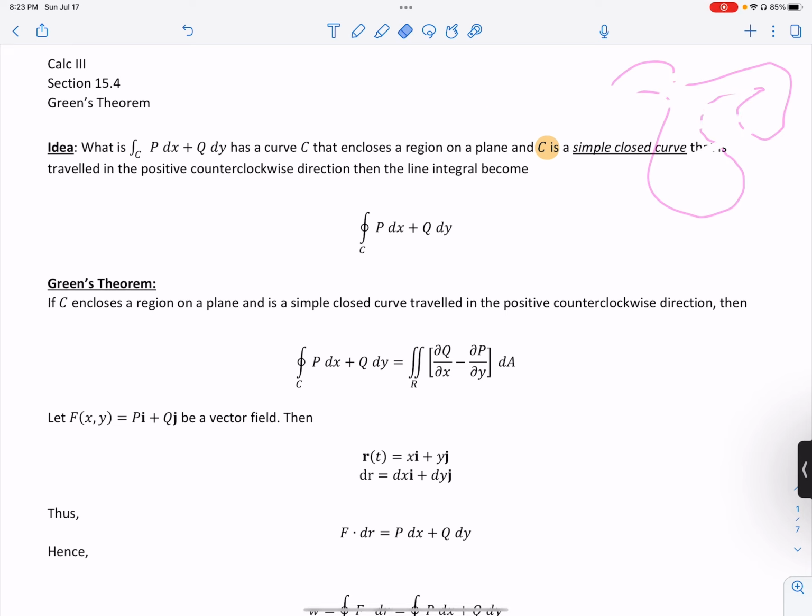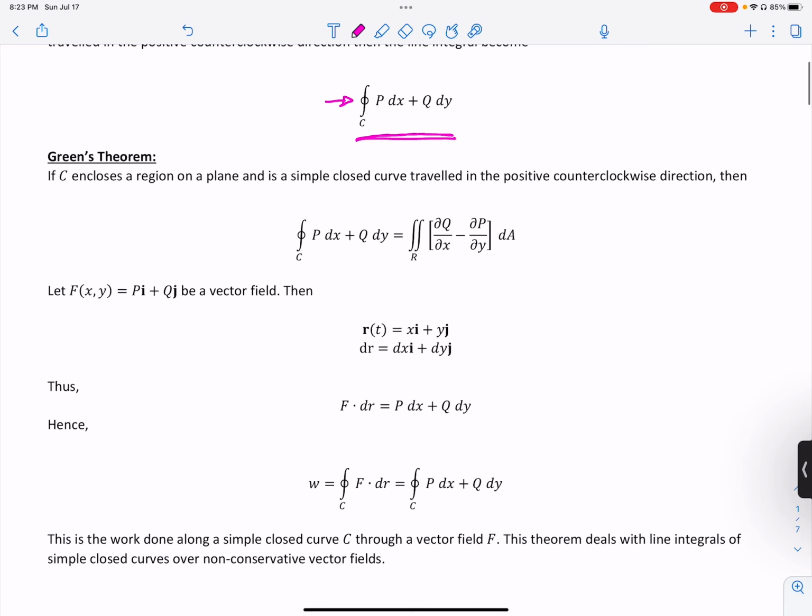If that's the case, and it looks like this, this is our problem right here, P dx plus Q dy. Some of you may be wondering what that symbol is. This is a line integral over a simple closed curve. Green's theorem says, if that is a simple closed curve, and it's traveled in a counterclockwise direction, then we can use this. I can rewrite this whole integral as this integral.